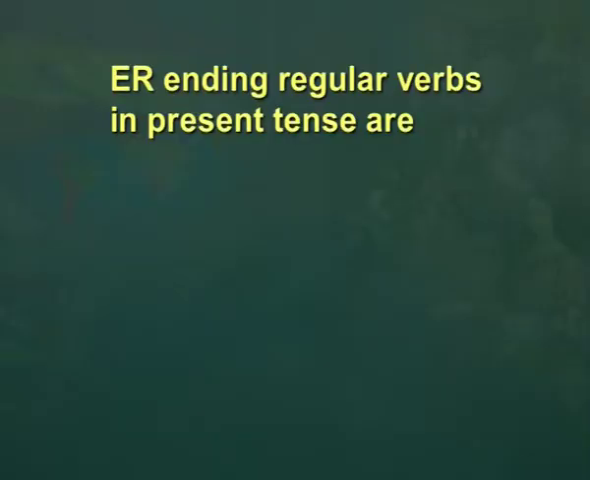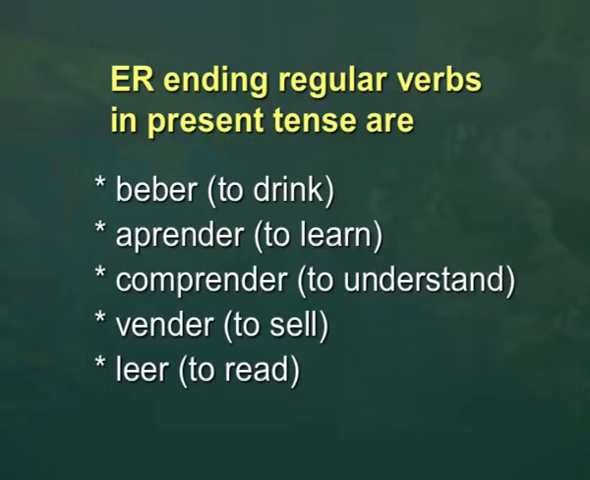A verb, you know, is a word which describes an action, condition or experience of the noun. Verb conjugation refers to how a verb changes to show a different person, tense, number or mood. In Spanish also, the conjugation of a verb ending in ER represents the same. Some examples of ER ending regular verbs in present tense are beber, to drink, aprender, to learn, comprender, to understand, vender, to sell, leer, to read, etc. The conjugation of this category of verbs in present tense is as follows.